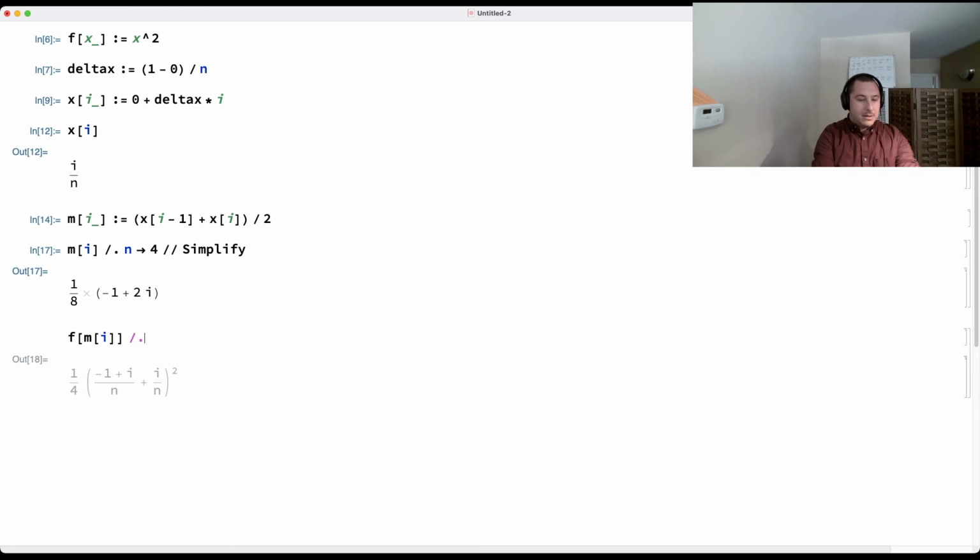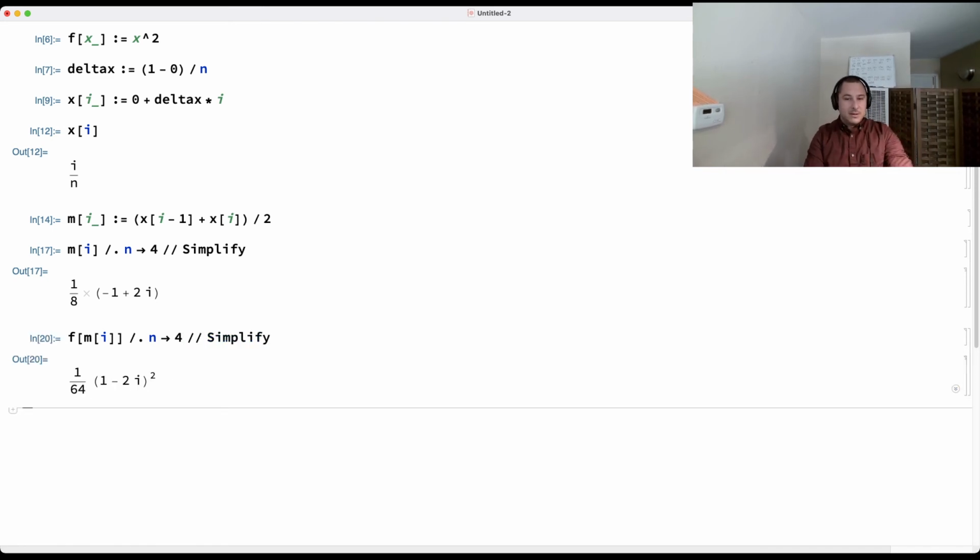And we can replace n with 4. And I guess we can even ask it to simplify it. So if you were to simplify f of mi, you would get that. Oh, and then what do we need to multiply mi by? It's not just f of mi. We need f of mi times what? Yeah, so multiply by delta x. And then boom! That's what we want the sum of. Apparently we want the sum of 1 over 256 times 1 minus 2i squared.